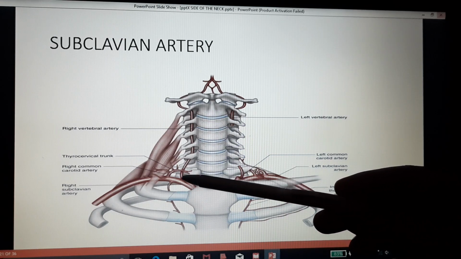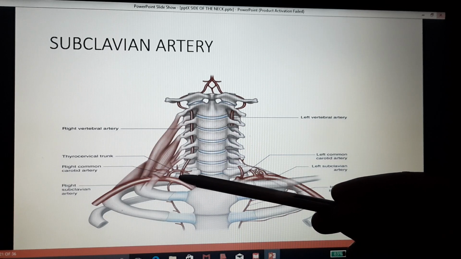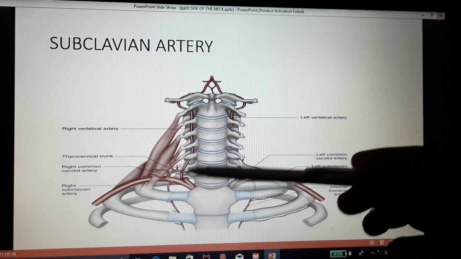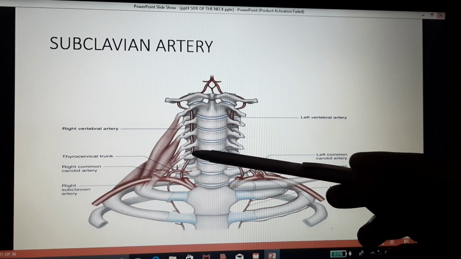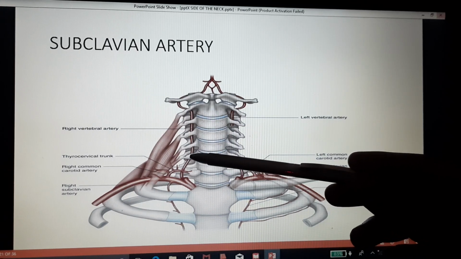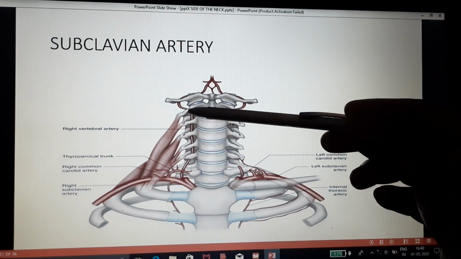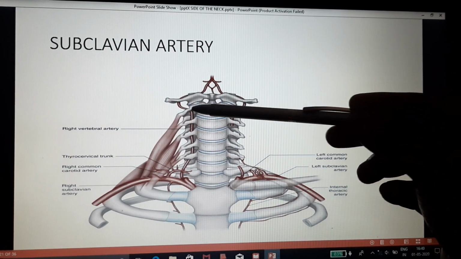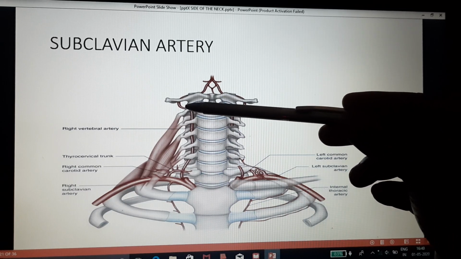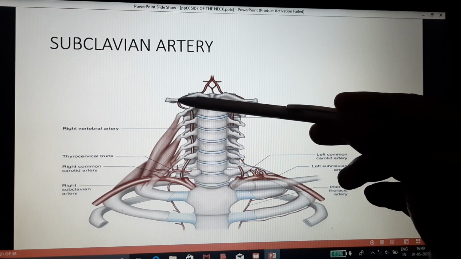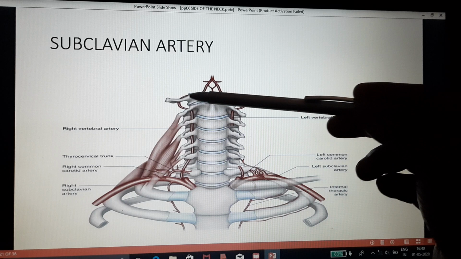The second artery is the vertebral artery. The vertebral artery arises from the first part and goes upward and enters into the foramen transversarium of the 6th cervical vertebra. Then it runs upward vertically, and after crossing the foramen transversarium of the second cervical vertebra, it turns laterally and crosses the foramen transversarium of the atlas vertebra.